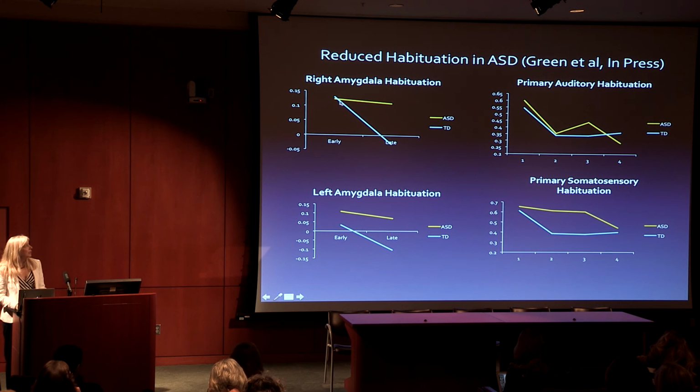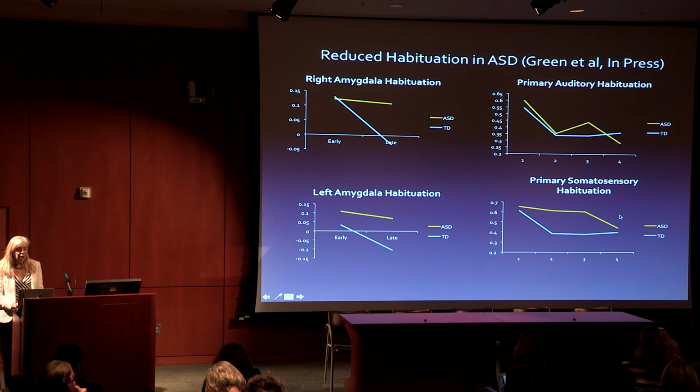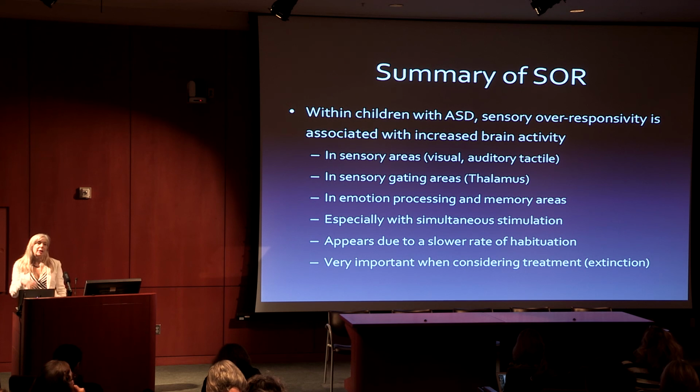But what happens is that over time, typically developing children habituate to that response. But the children with ASD, and in particular these are kids with high levels of SOR, did not habituate. In the emotional areas, right and left amygdala, and in somatosensory cortex, they did a little bit more in the auditory cortex, but it's a much slower rate of habituation. So again, it's not so much that the brain itself is hyperactive, but the mechanisms that are involved in habituation appear to be what is actually causing the problem.